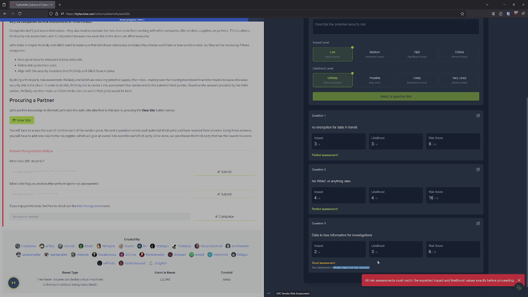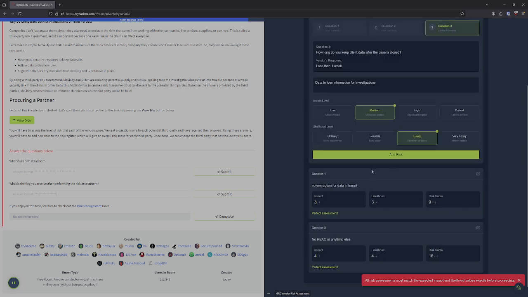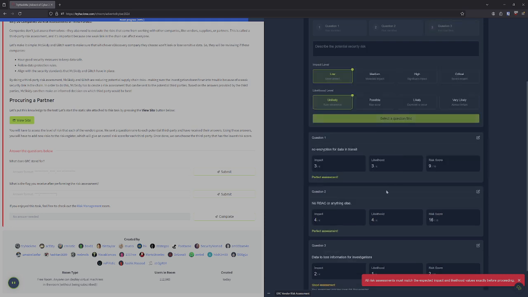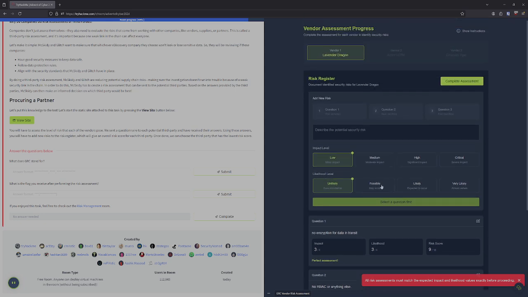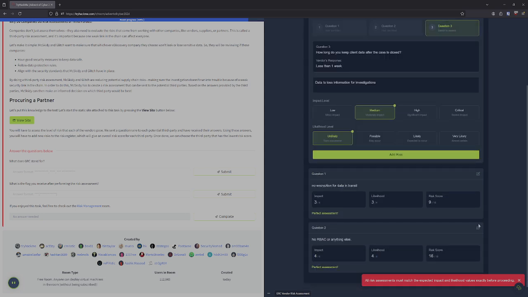Higher risk than expected. So it disagrees with me. So I need to put the risk as lower. Maybe unlikely. Let's try that. Great assessment. Your assessment indicates lower risk than expected. So, okay, am I supposed to be selecting certain things here? Because I'm kind of lost on this one. I guess I need to edit this again.